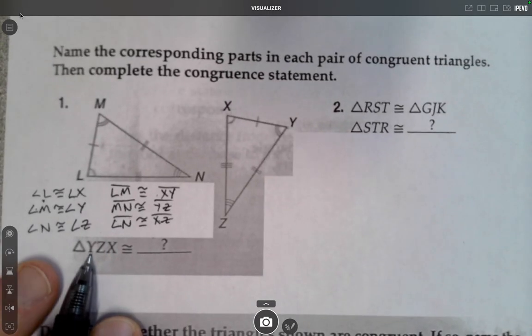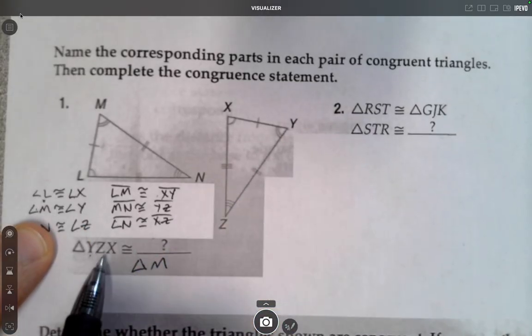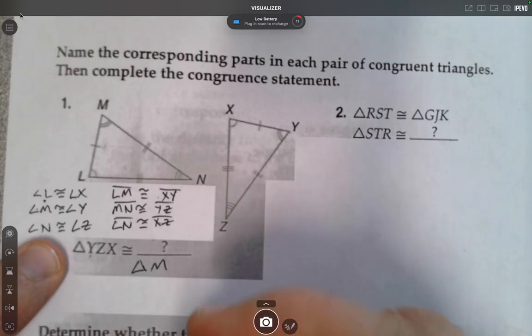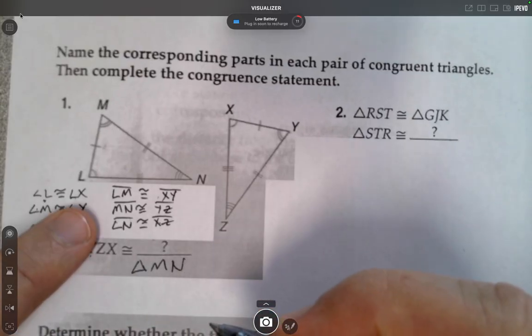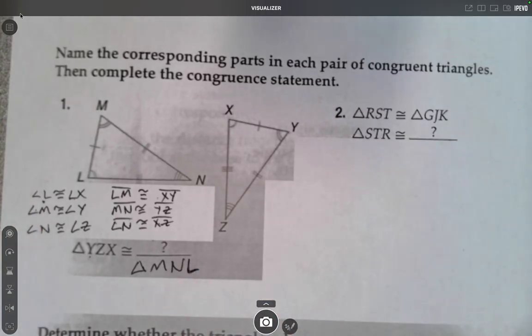So we see that triangle YZX, well, Y corresponds to M, Z corresponds to N, and X corresponds to L. So that's how we complete the congruent statement.